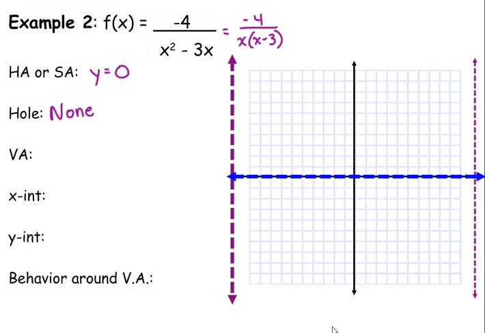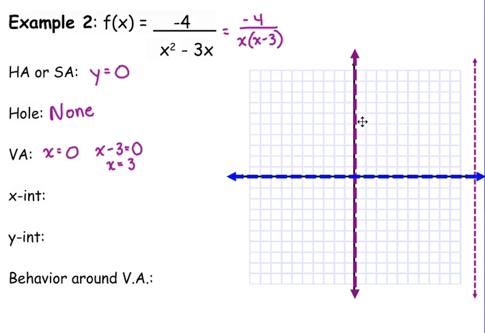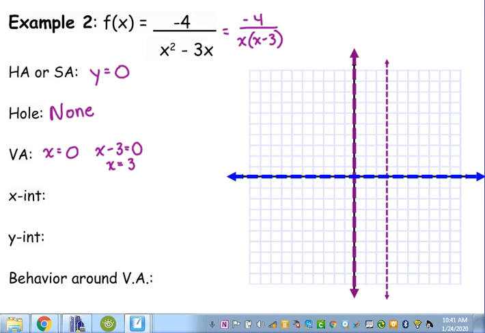Okay, vertical asymptotes at the simplified denominator equal to 0. Here's that case that I was warning you about. We have that GCF of x, so we've got to set that equal to 0, and the x minus 3 equal to 0. So this one has two vertical asymptotes. x equals 0, which is the y-axis, and then x equals 3. So we have two dotted vertical lines on this rational function.